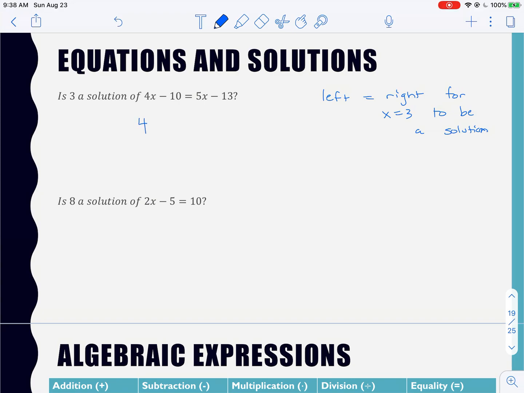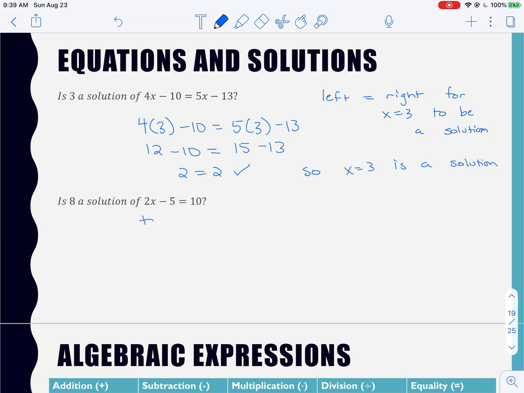So let's try this. Is 3 a solution? We're going to plug in 3 for each x. And remember, when we substitute in, put in parentheses. So 4 times 3 minus 10, is that equal to 5 times 3 minus 13? Well, order of operations, we're going to multiply first. So that's 12 minus 10 equals, multiply, 15 minus 13. So does 2 equal 2? Yes. So x equals 3 is a solution.